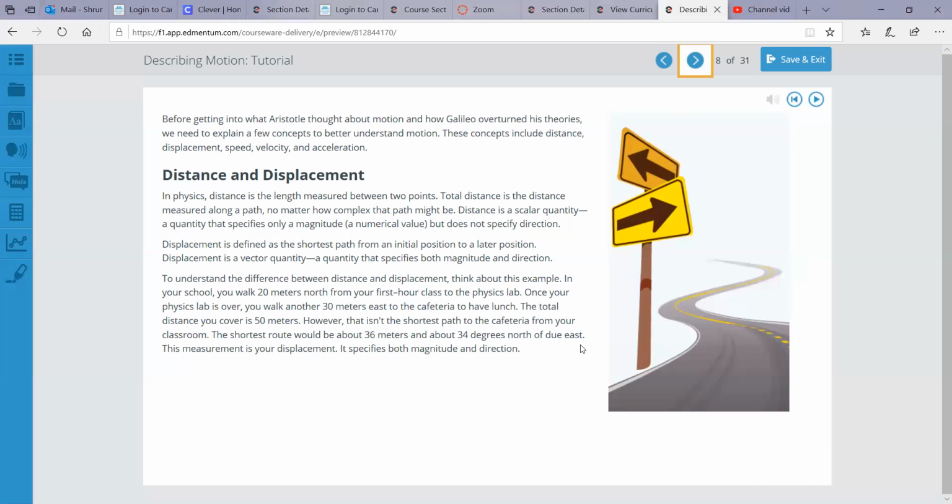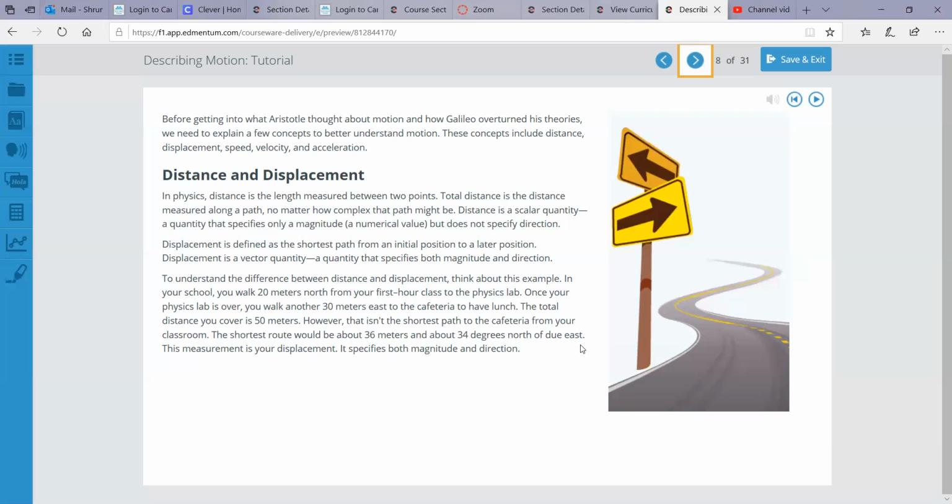However, displacement is defined as the shortest path from an initial position to a later position. And that is a vector quantity because that's measuring both magnitude, how far away, and direction. So in reference to something else, where did you travel from? To understand the difference between distance and displacement, think about this example.